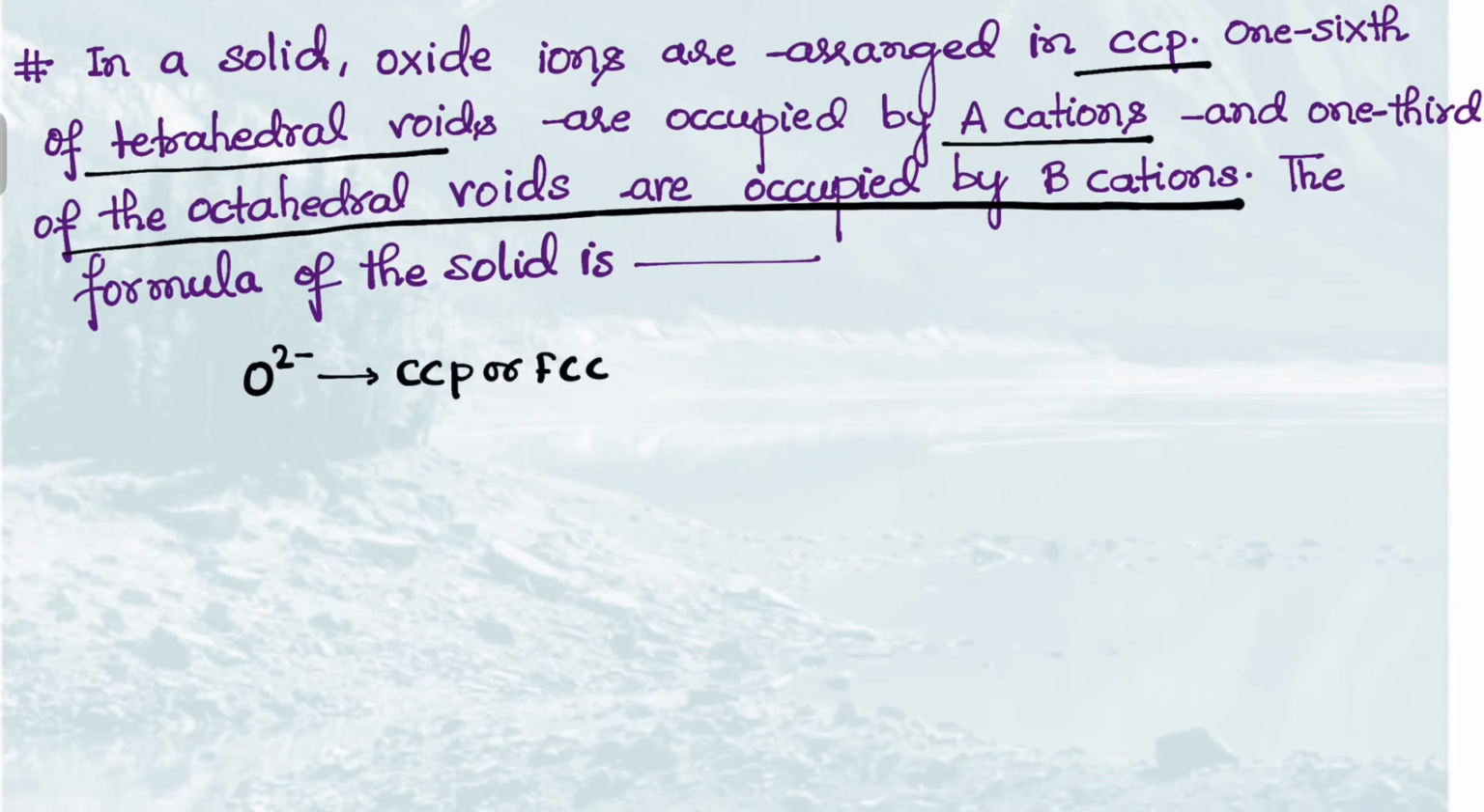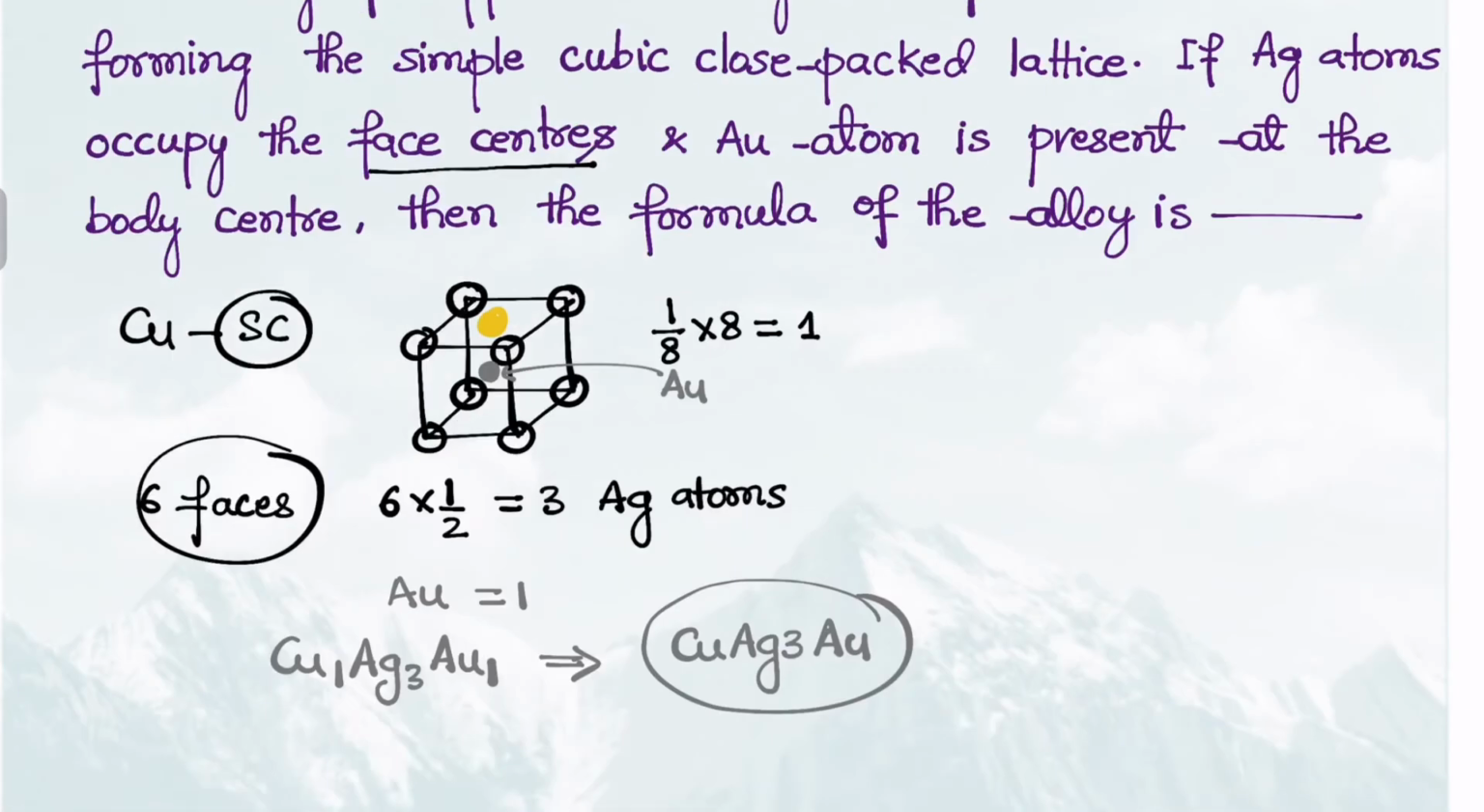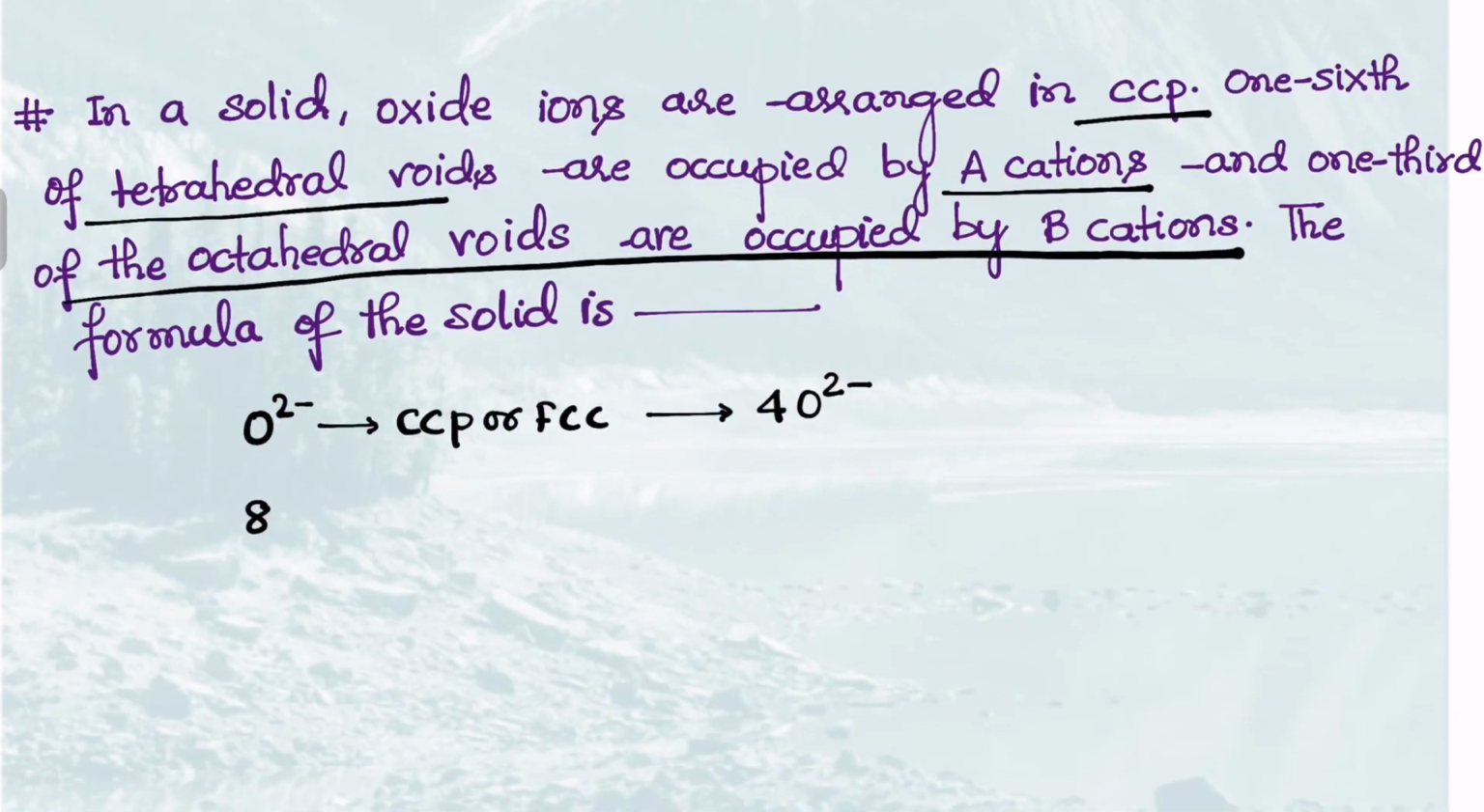So effective number of oxide ion is 4. So there will be 4 oxide ions. Now in FCC total tetrahedral void is 2 times the effective number, that is 8. And 1/6 of that is occupied by A. So it will be 4 by 3, that is occupied by A cation, and 1/3 of the octahedral void. Total octahedral void is 4. 1/3 of this is 4 by 3, and this is occupied by B.